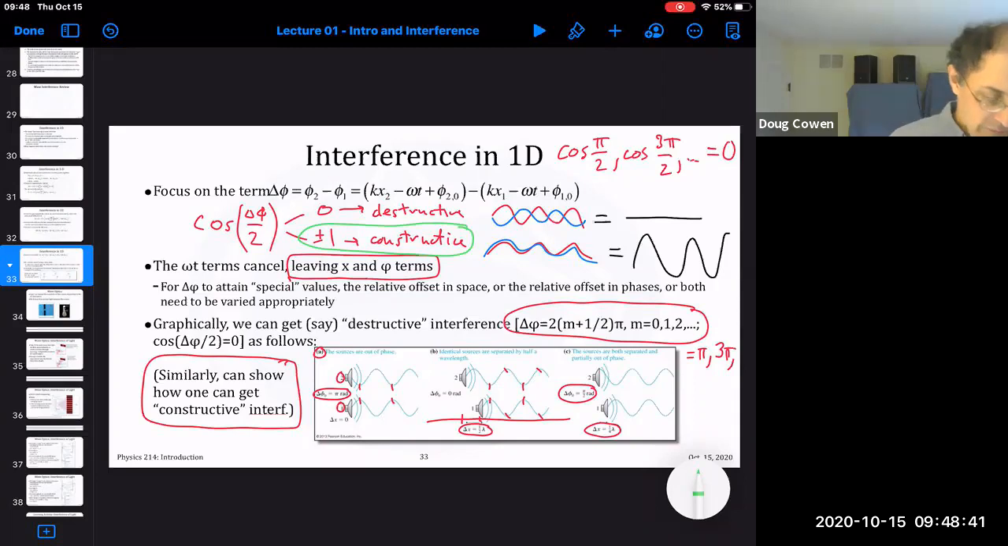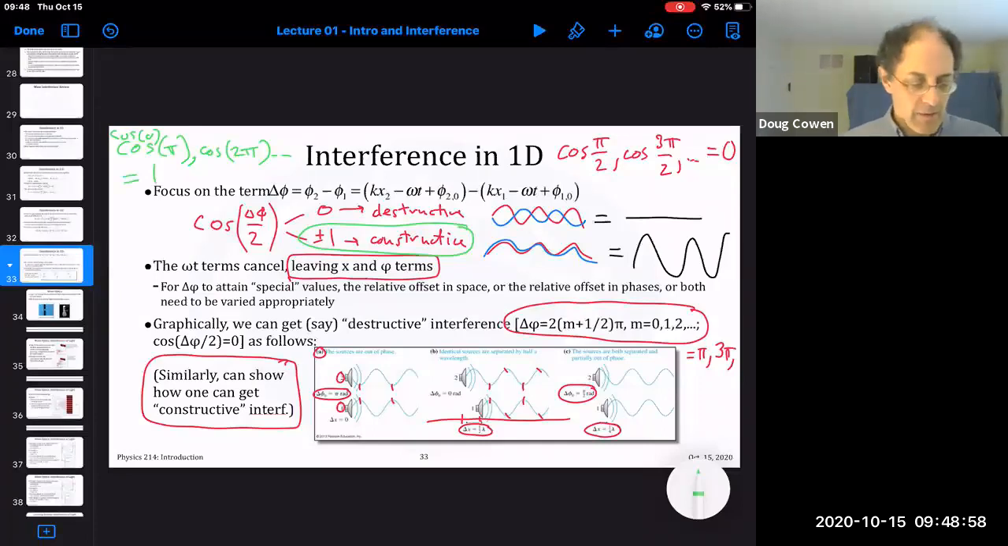So you want the argument here to give cosine of pi or cosine of 2 pi. I should add cosine of 0 as well, etc. Those are all equal to 1. So if we get delta phi/2 to be equal to 0 or pi or 2 pi, then we will get fully constructive interference. That condition will look different from this condition here, and you can write that down on your own. Okay, so that's the end of the review.